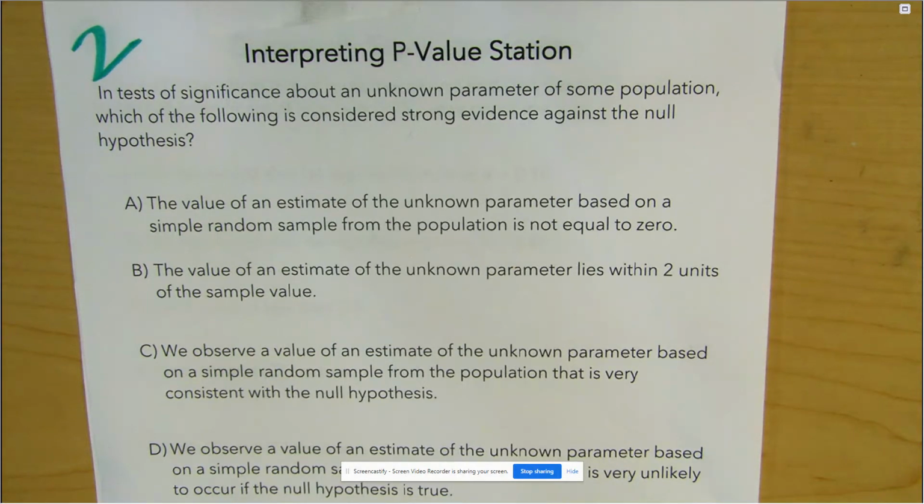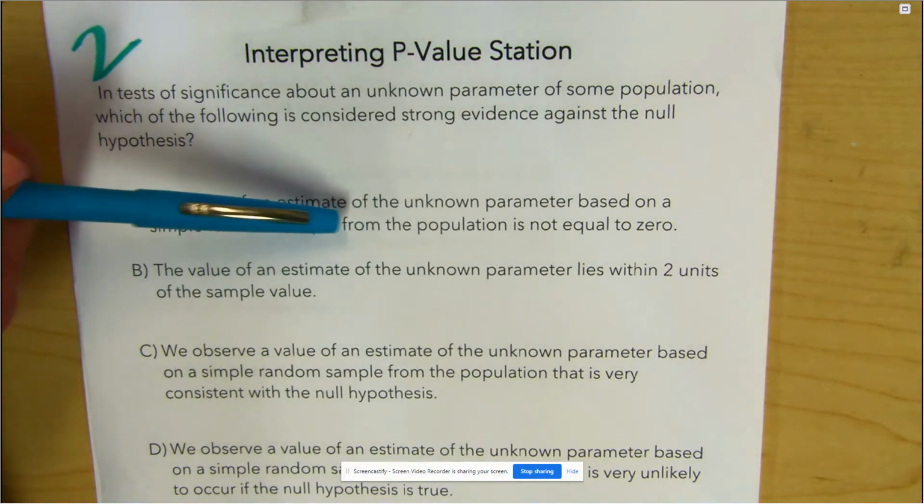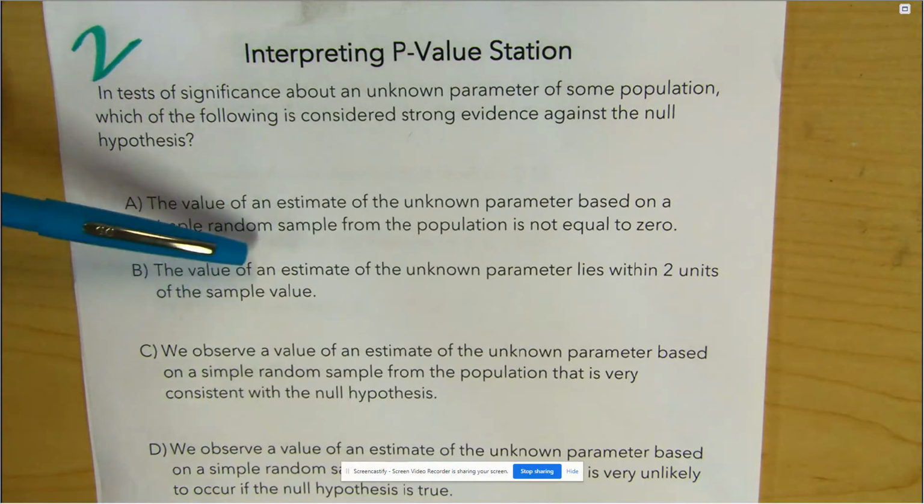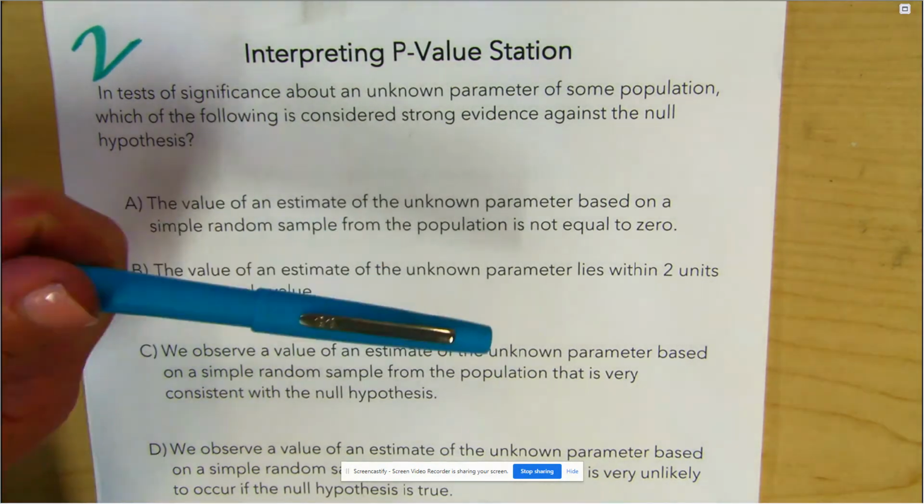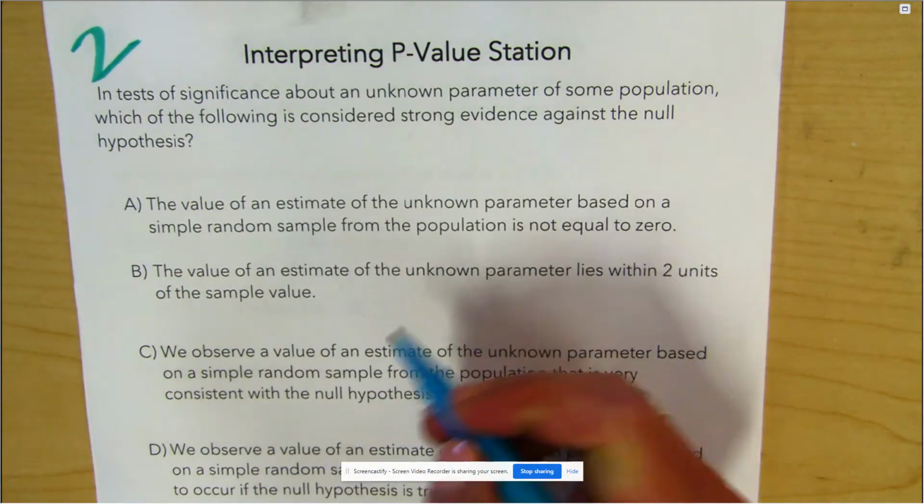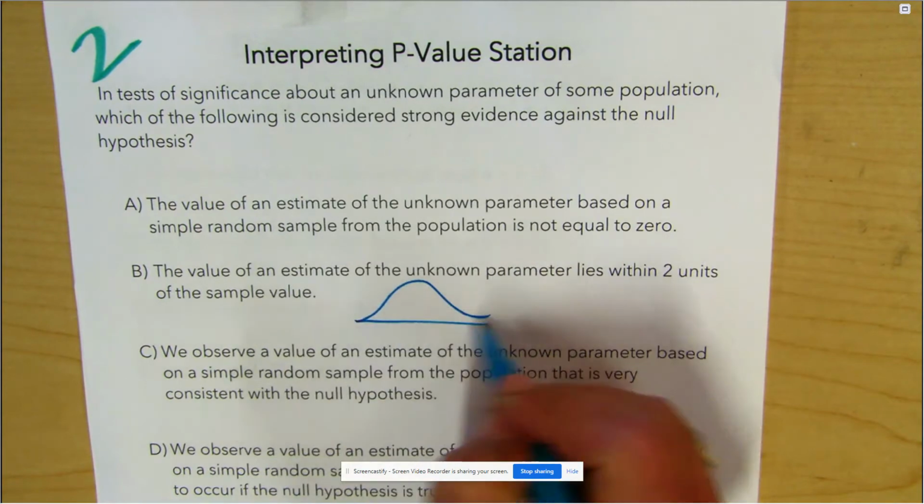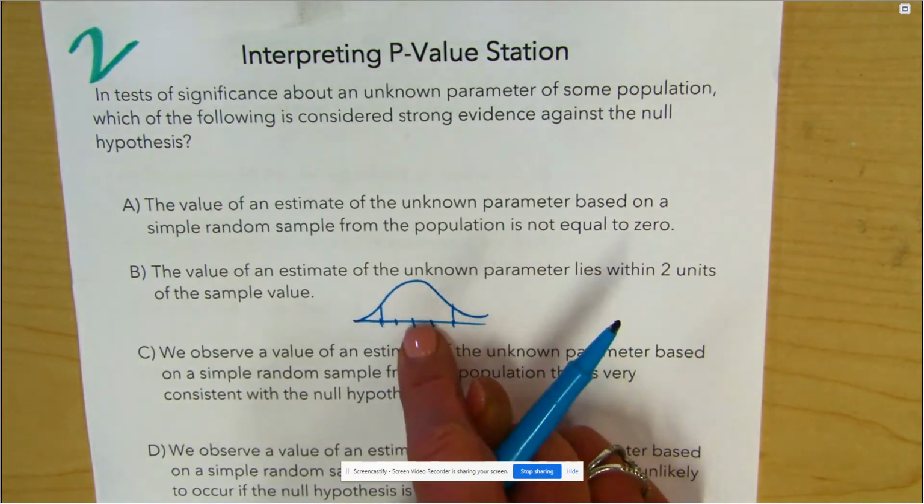Would you want your value of an estimate of the unknown parameter based on your simple random sample from the population not to equal zero? This doesn't even really make sense to me. Would the value of an estimate of the unknown parameter lying within 2 units of the sample value be strong evidence? No, because if you're within 2 units of the null, that's kind of likely, so you're not going to reject that.